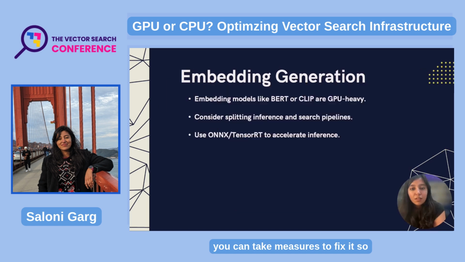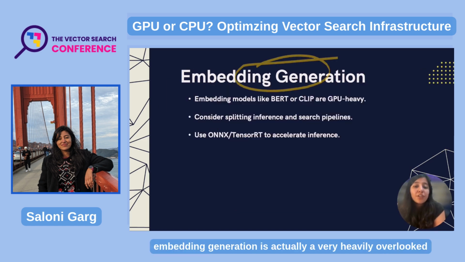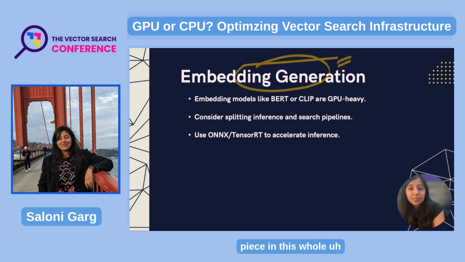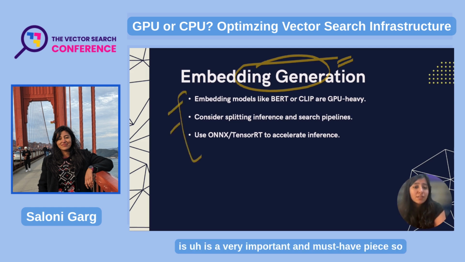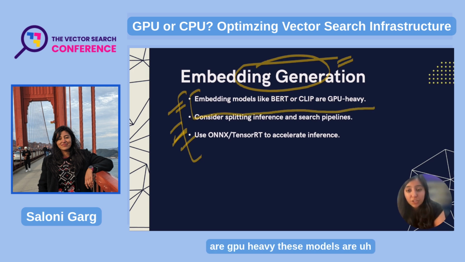So embedding generation is actually a very heavily overlooked piece in this whole performance bottleneck. The reason is that we would think embedding generation is a very important and must-have piece, so we cannot really remove it, or that it is more or less standardized, but that is not the case. Let's talk about these three ways. First, embedding models like BERT and CLIP are GPU heavy.